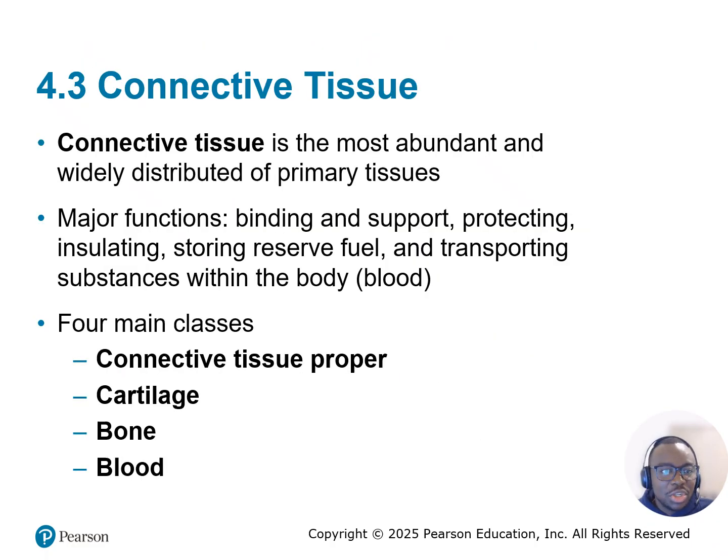The next major tissue type is connective tissue. Connective tissue is the most abundant and widely distributed primary tissue in the body. It functions in binding and support, protecting, insulating, storing reserve fuels, and transporting substances within the body. There are four main classes of connective tissues: connective tissue proper, cartilage, bone, and blood. We will review each of them as we go.